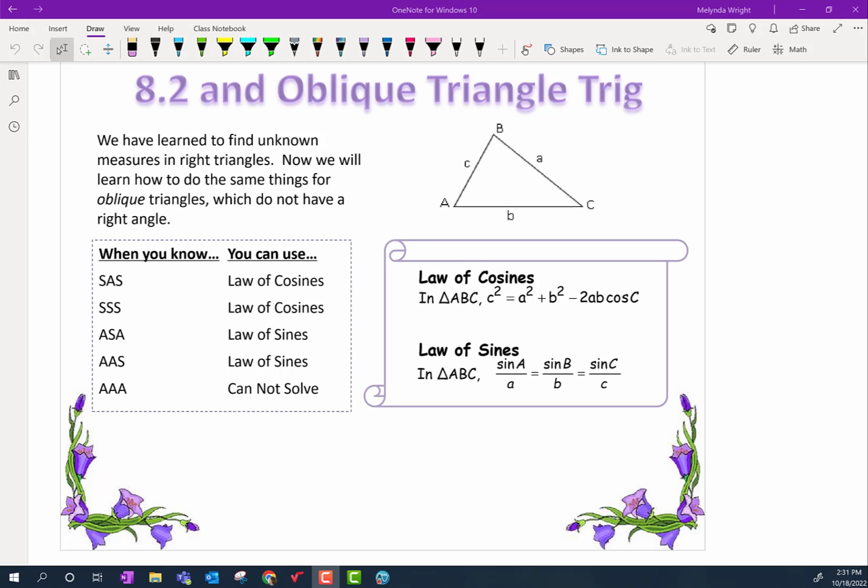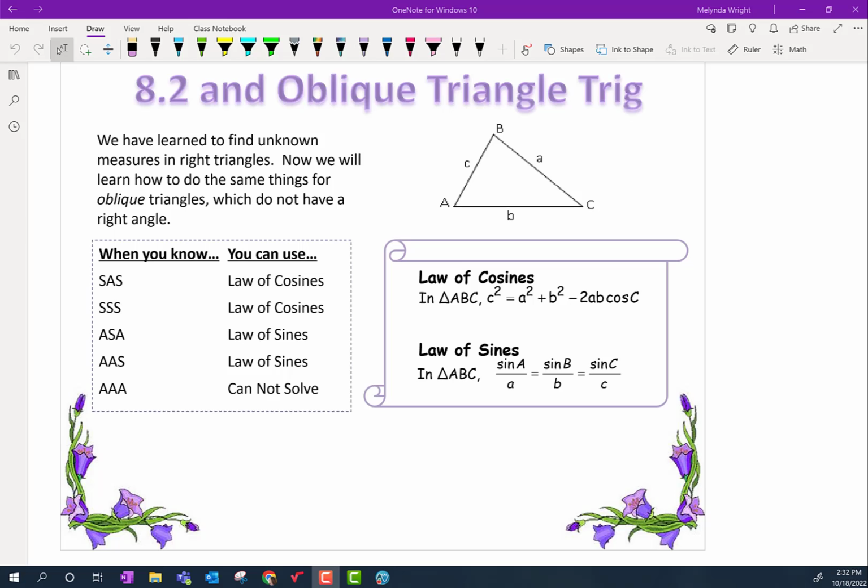All right, let's take a look at today's lesson. This is on oblique triangles. We've done a lot of work with right triangles, the SOHCAHTOA thing, the ratios for sine and cosine and tangent and so forth.